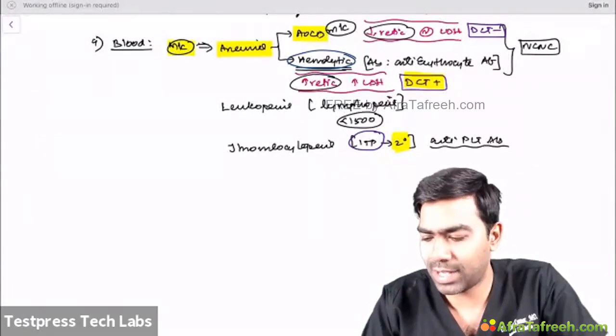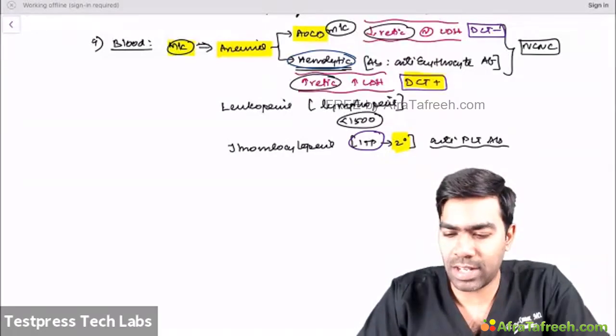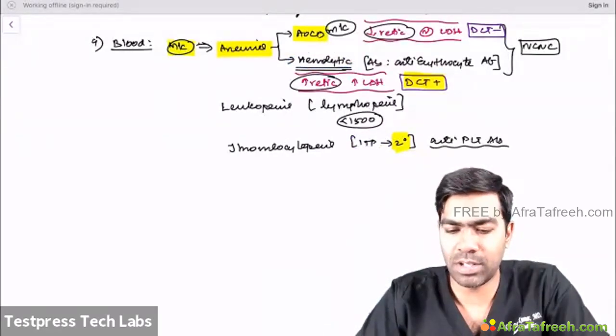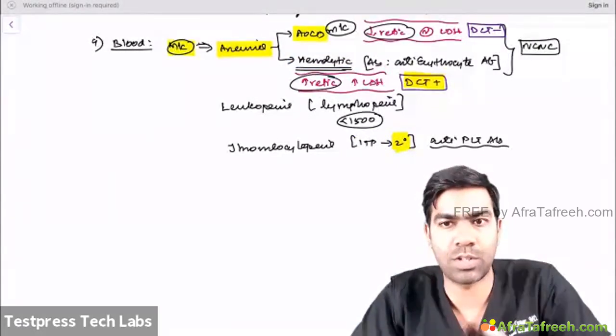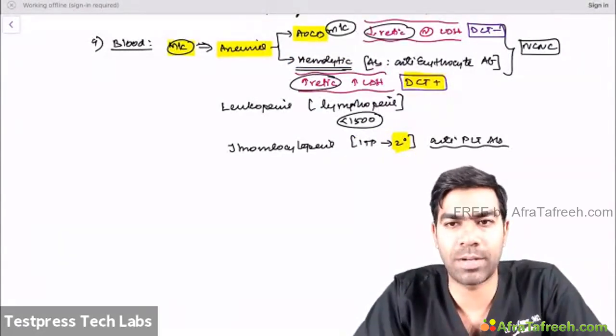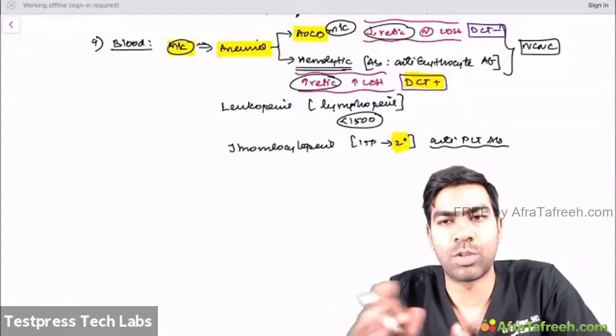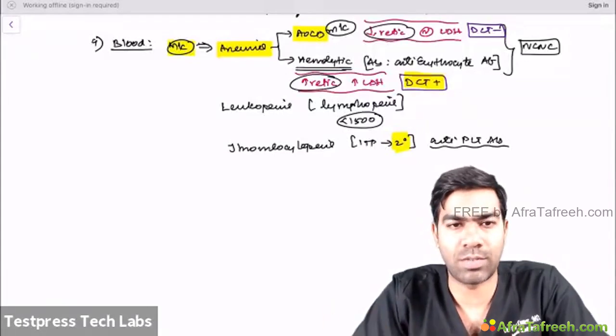In order to call it Evans syndrome, it has to be idiopathic. A patient who is having SLE, having hemolytic anemia, and having ITP will not be called as having Evans syndrome. Evans syndrome means it has to be idiopathic hemolytic anemia and immune thrombocytopenic purpura. So that is called Evans syndrome.